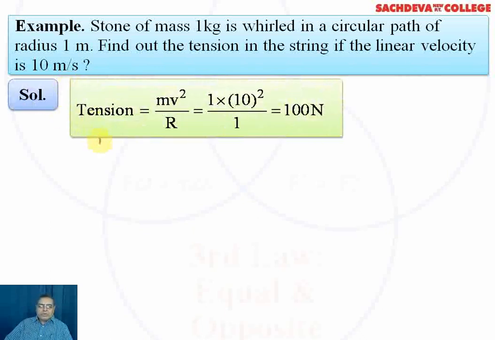In the solution, the very first thing is tension is mv square over r, where r is the radius of the path, m is the mass, and v is the velocity. All the parameters are given, so we can put the values of m, v and r, and the tension is calculated to be 100 newtons. We can also represent this value in dynes. If 100 newtons is multiplied by 10 to the power 5, the number becomes dynes. You can remember that Newton is an MKS unit of force and dyne is a CGS unit of force.